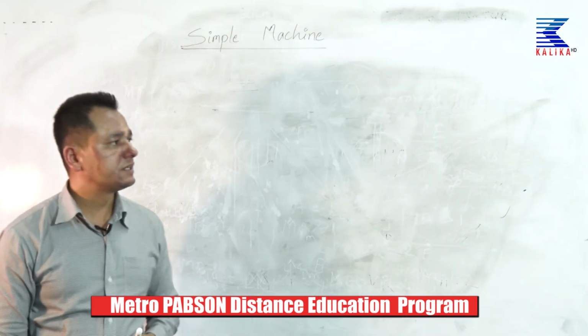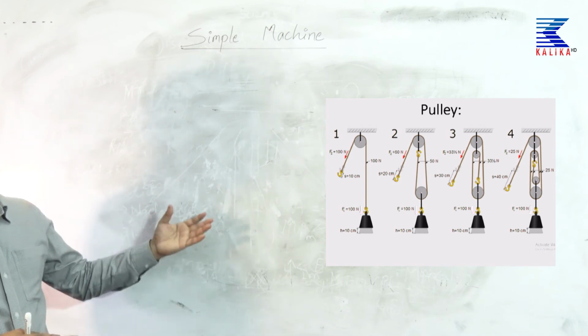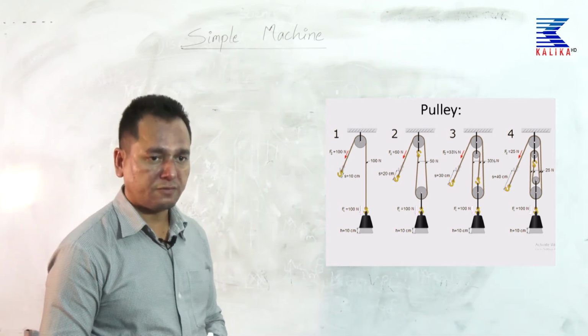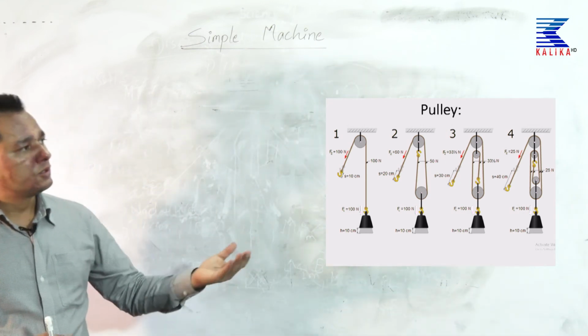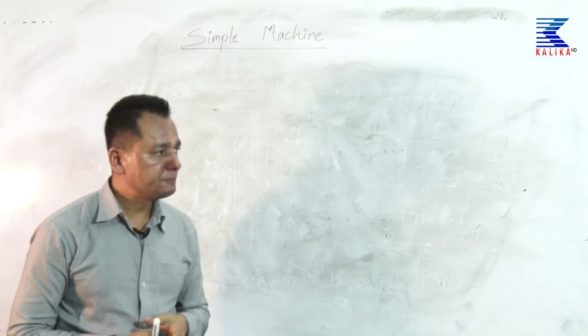So in this slide also, in these 4 figures you can find out VR. In the first pulley VR is 1, in the second pulley VR is 2, number of pulleys 2, in the third pulley VR is 3, in the fourth pulley VR is 4. So you can find out the efficiency of each pulley system here. If you cannot catch up in this live class, later on you can go through the Facebook page of Kalika Television, watch the video again and take the help of this lesson.